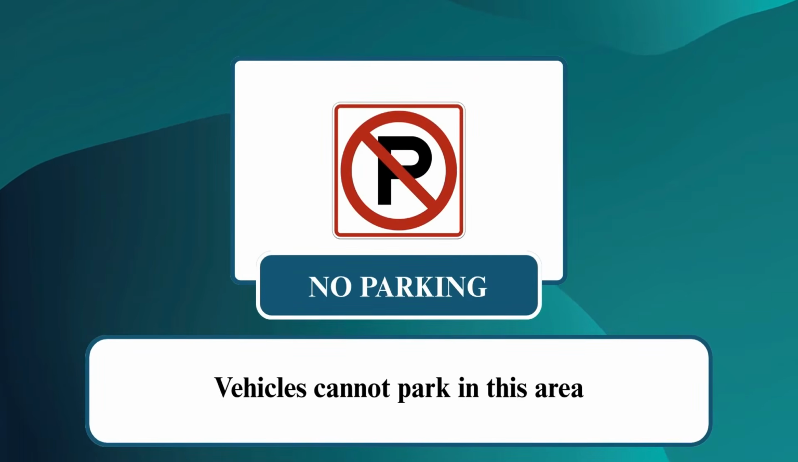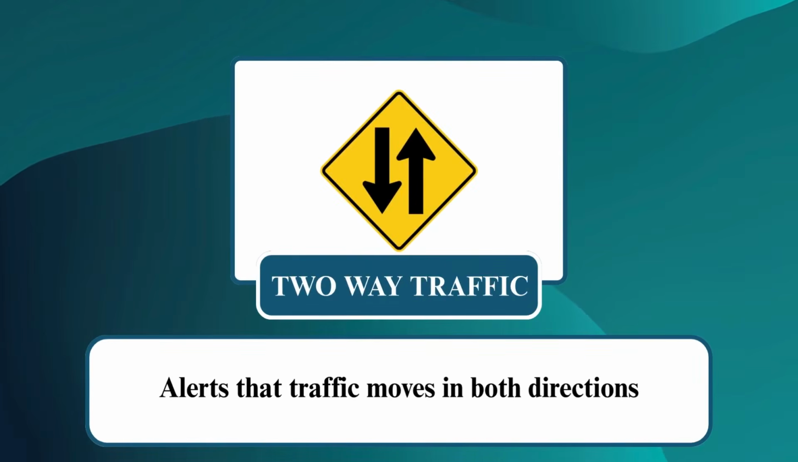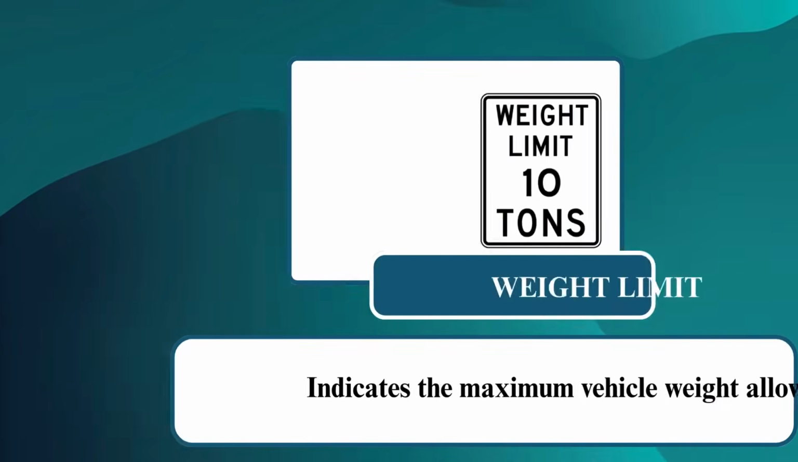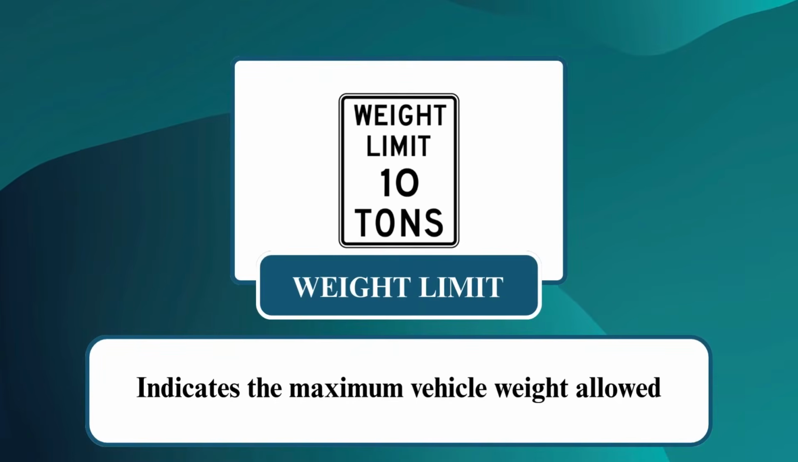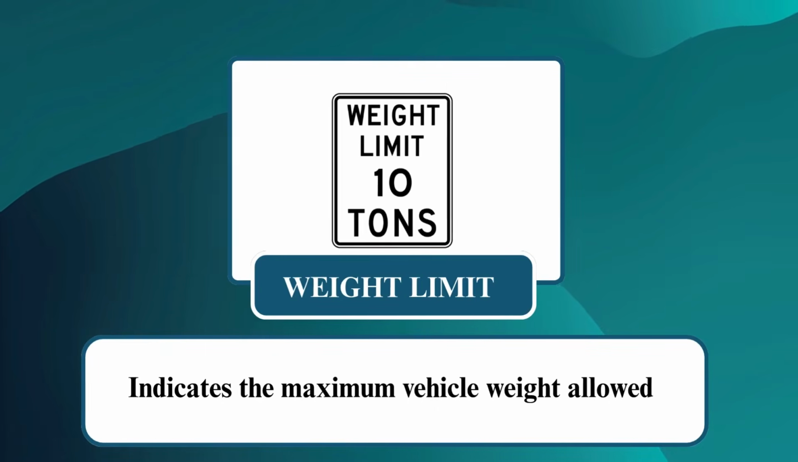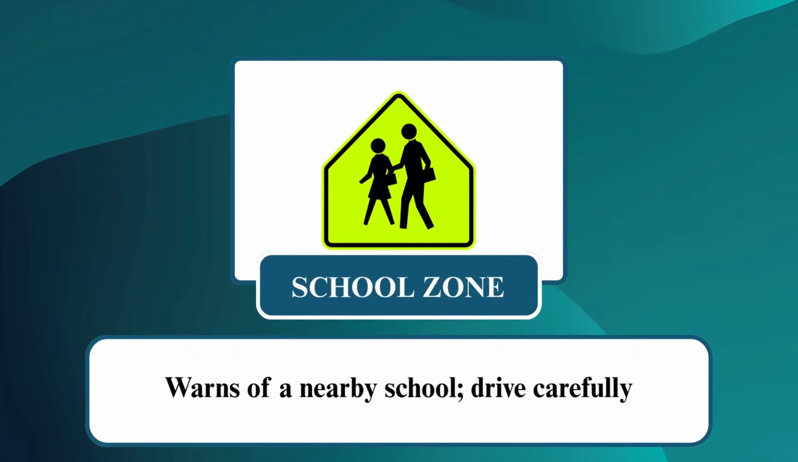No parking sign. Vehicles cannot park in this area. Two-way traffic sign. Alerts that traffic moves in both directions. Weight limit sign. Indicates the maximum vehicle weight allowed. School zone sign. Warns of a nearby school, drive carefully.